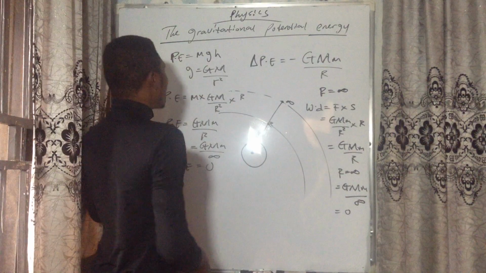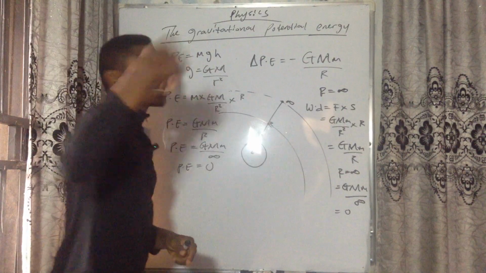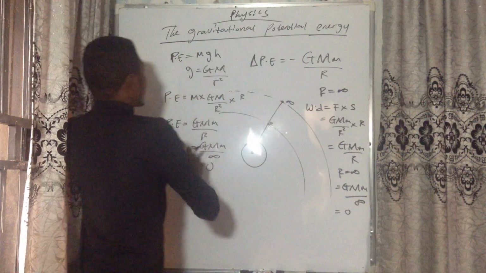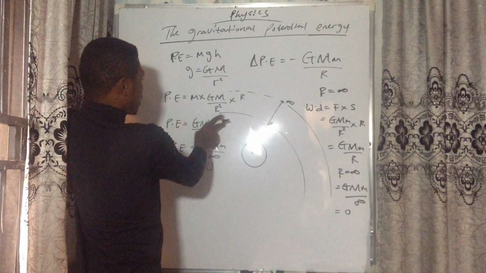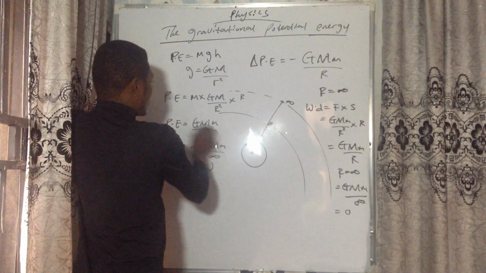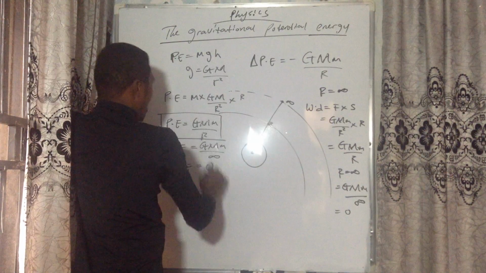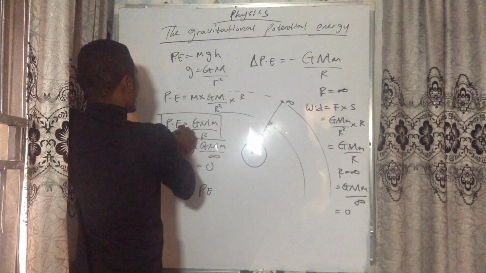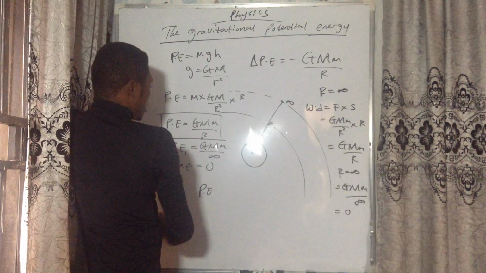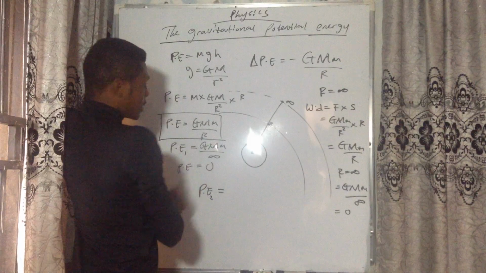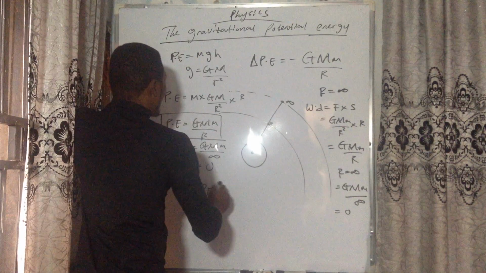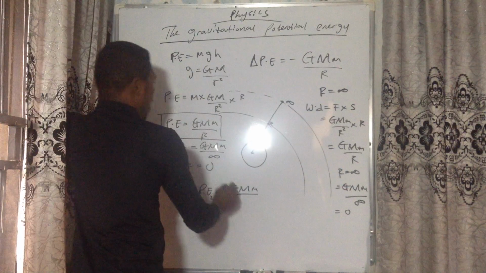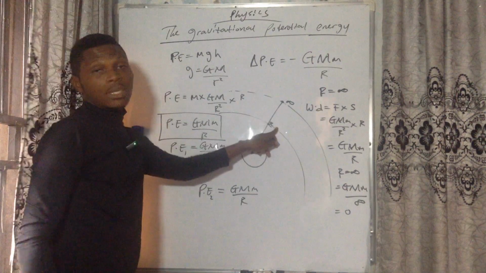So now let us calculate the potential energy at this point R. From this formula, PE equals GMm over R. Let's call the first one PE1 and the second one PE2. So the second potential energy will be equal to GMm over R. Remember, it is the point R.